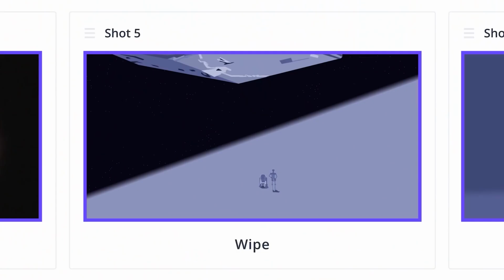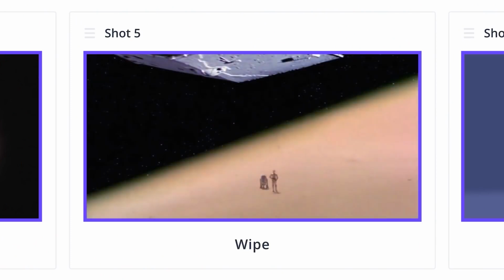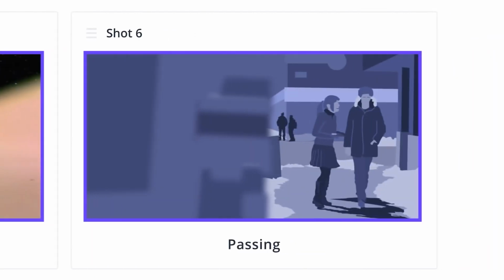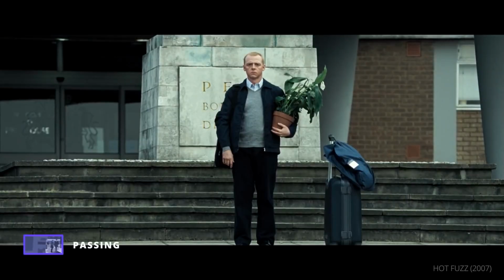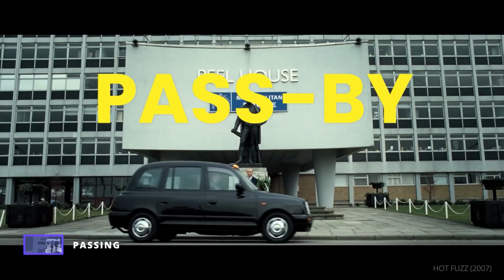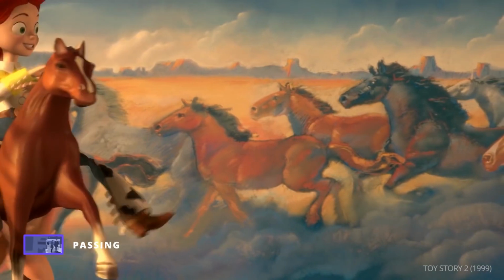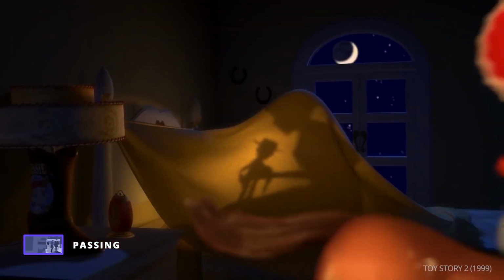These days, most wipe transitions are used ironically for purely comedic purposes, but the concept has evolved into our next option, the passing transition. The passing transition, or pass by effect, has a moving character or object to transition to the next scene.